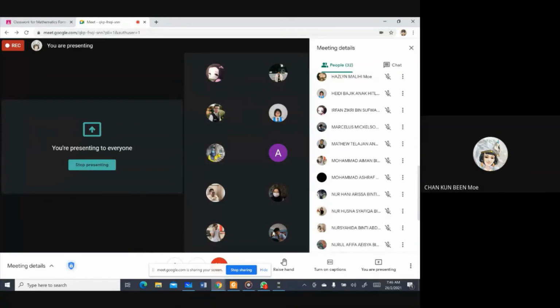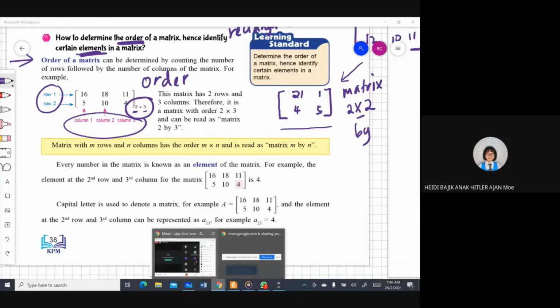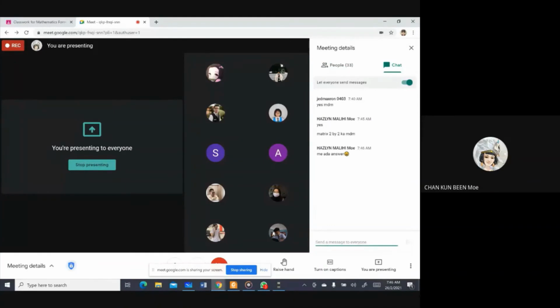Lost again. Okay, Irfan, you are here. Yes, madam. Okay, good. Irfan, can you tell me what is the order for this matrix? Is it matrix 2 times 2? Yes, correct. Very good. It's matrix 2 times 2, but then we call it matrix 2 by 2. Okay, thank you. Hazlin answered in the chat just now: matrix 2 by 2. Yes, correct. Thank you, Hazlin. Okay, never mind. We go back to this.